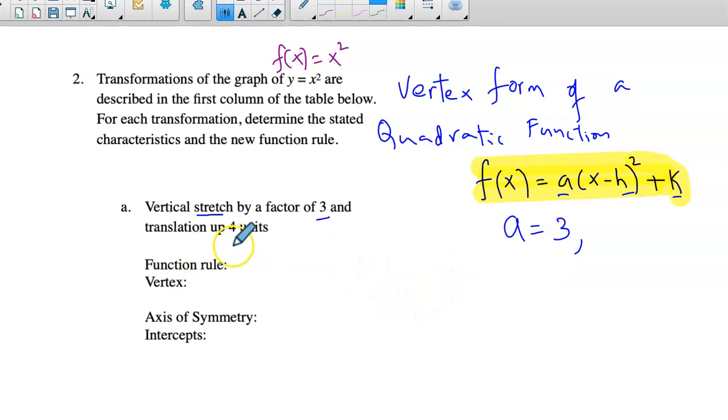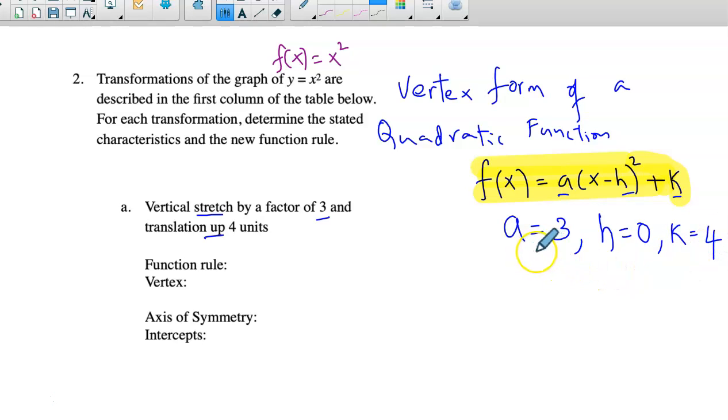Now, translation up 4 units. They are saying up by 4 units, and they didn't say anything about the horizontal translation. Horizontally, there is no motion, no change. So I'll write down h is equal to 0. And up means that is k, whether it is a vertical shift upwards or downwards. k is equal to how much? It is 4, because they said upwards, that's why it is a positive value.